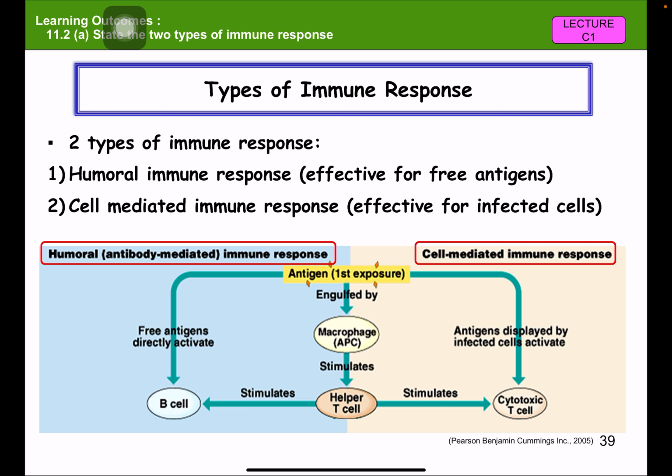Okay, so now we go for the types of immune response. As we know, we have two types of immune response, the third line defense: the humoral immune response, which is effective for the free antigens, and the cell-mediated immune response, which is effective for infected cells. So you can see here, the left side, the blue color, is the humoral antibody-mediated immune response, and the cream color on your right is the cell-mediated immune response.